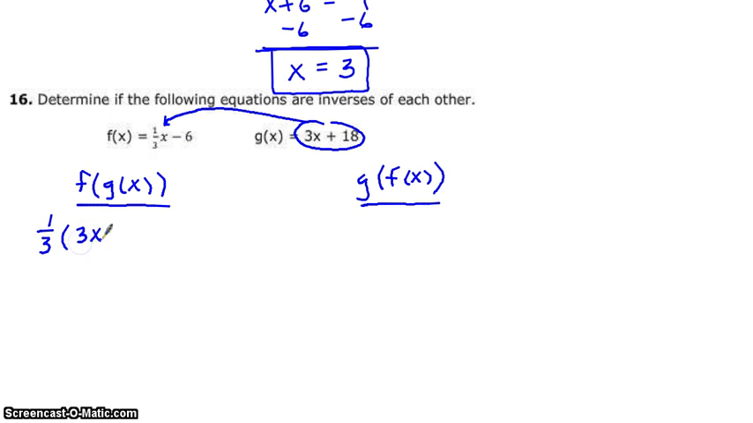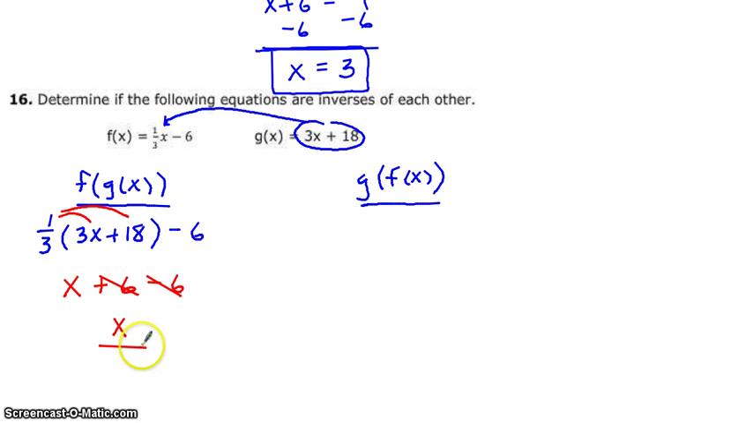1/3 times 3x plus 18 minus 6. Okay, distribute the 1/3. 1/3 times 3 cancels out, just x. 1/3 times 18, that's 6, minus 6, those cancel. And this is what you want to happen. You want it to reduce all down to just x. So since that one worked, now we have to do g of f of x.